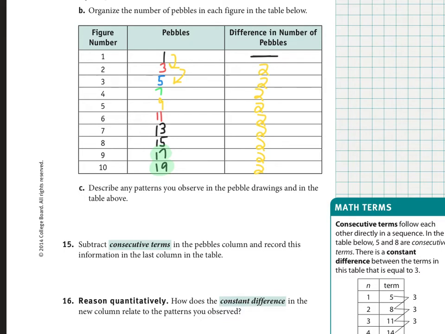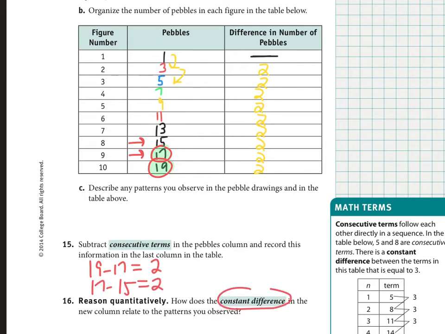That's what I was just kind of alluding to here. If we subtract consecutive terms, okay, so consecutive means one after another. So for instance, if we subtract 19 minus 17, we're going to get a value of 2. Okay, if I do that again, different terms, if I subtract 17 minus 15, okay, we're going to get 2.